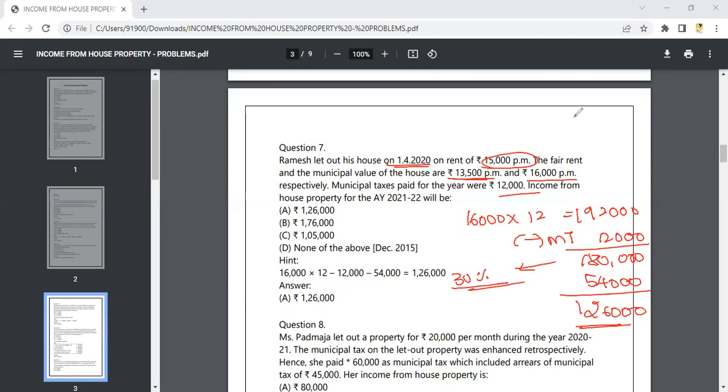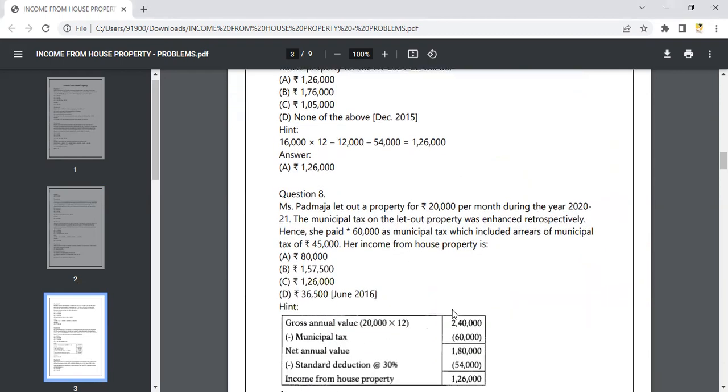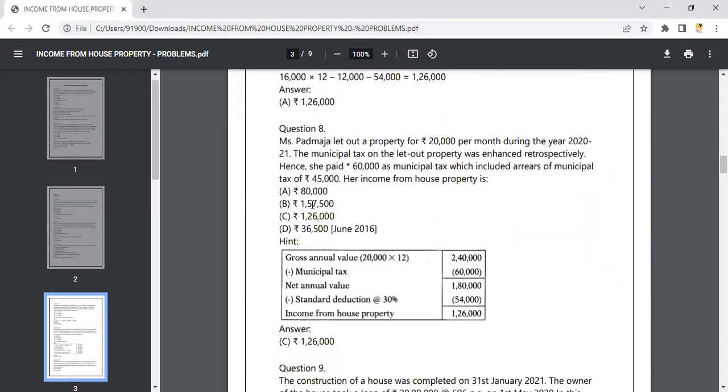Now I'll go with your 8th problem. So here is my 8th problem. Again, the 8th problem is easy. See, Raj has a let out property. This is an actual format you can use. As of now, I'm using the same thing. You can also make use of this format.